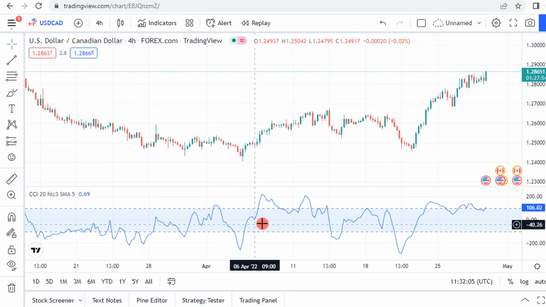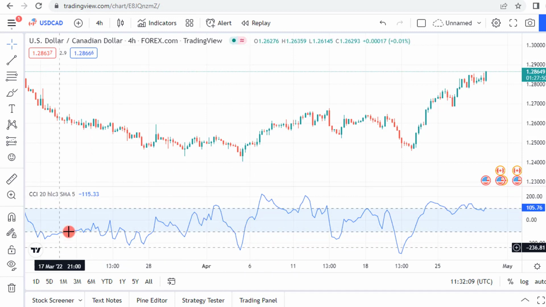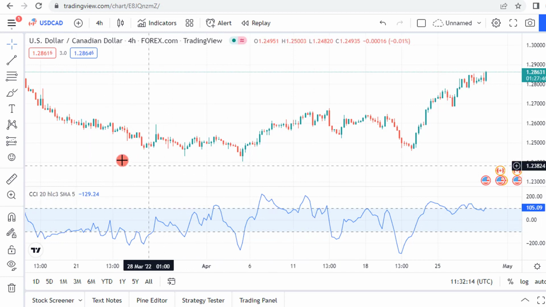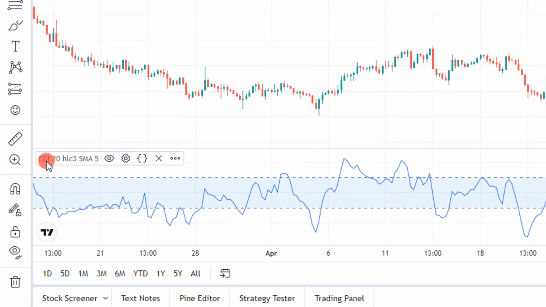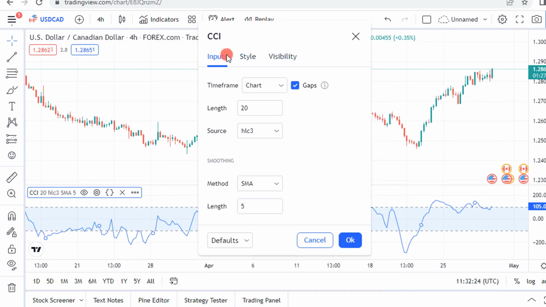So after setting up this indicator, our first work is done. Then we have to make a small setting. What's that setting? When you take the mouse pointer on this indicator name, you can see a setting icon. So you have to click there. Clicking there will bring up a new page for setting. Then we have to do some setting from here.